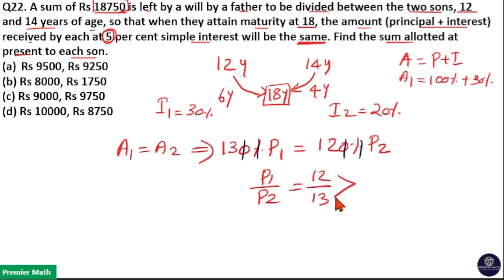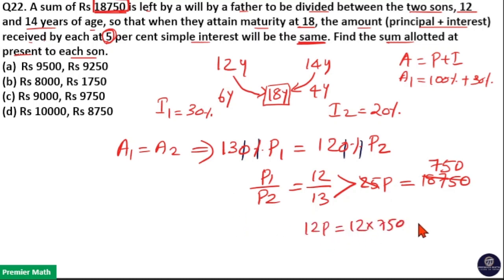Now, 12 plus 13 is 25 parts. This 25 parts is equal to 18,750 in the question, because the principal for the first son and second son together will be equal to 18,750. Now 25 goes 7 times in 187, remaining is 12. So 25 goes 5 times in 125, remaining is 0. So 1 part is equal to 750, which means 12 parts is equal to 12 into 750.